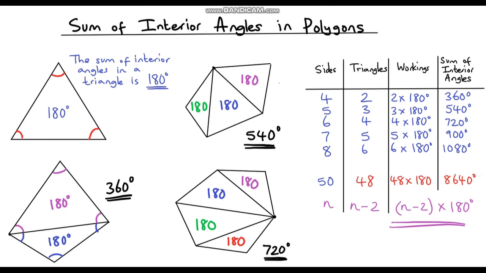Just one last thing before I finish. I don't like people memorizing formulas, so I always like to think about where the formula comes from. Always try to think back to angles in a triangle summing to 180 degrees, and it's all to do with how many triangles you can make from that polygon. However many triangles you can make, you can just multiply that by 180 degrees, and that will tell you the sum of the interior angles.